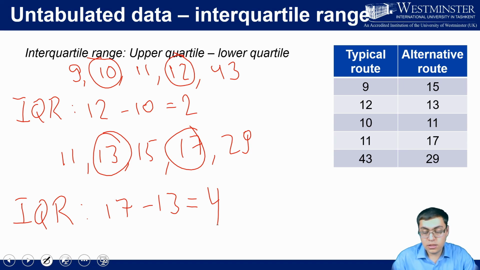So that would suggest that the typical route's interquartile range, that is the range of the most common values that it has, the center 50% of its values, is bunched up much closer than the alternative route's values. And that might suggest that actually it's not the alternative route that has less dispersion around its values, but it might actually have been the typical route.